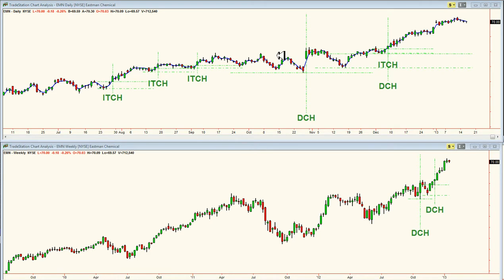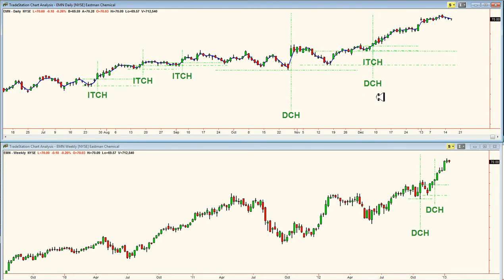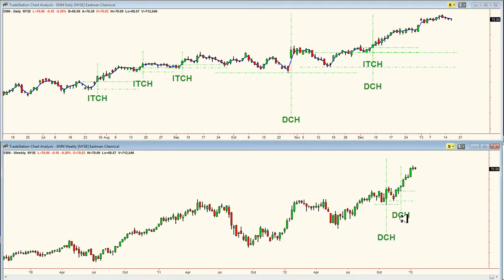EMN, Eastman Chemical. Again, several itches that fired in July, August, September 2012 in the uptrend on the weekly chart. And then we had a DCH that fired again in October and again in December. But we did not get a corresponding signal on the daily chart until this second DCH fired at the same time with the itch, which again was a good high possibility dual chart agreement bullish trade. So the DCH and the itch fired at the same time, giving us a nice move on EMN.